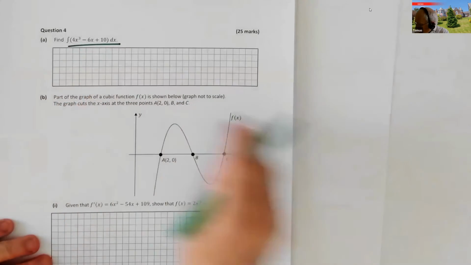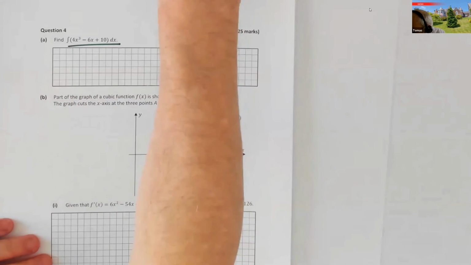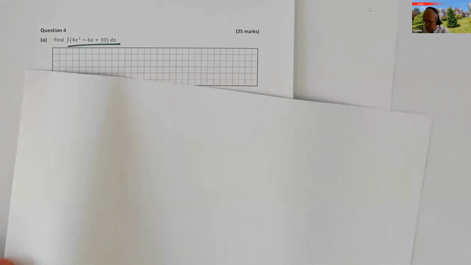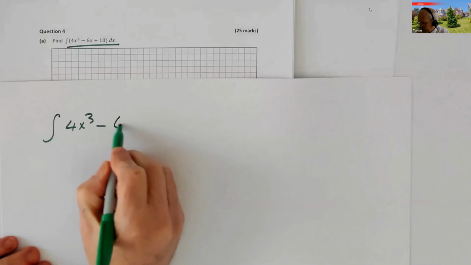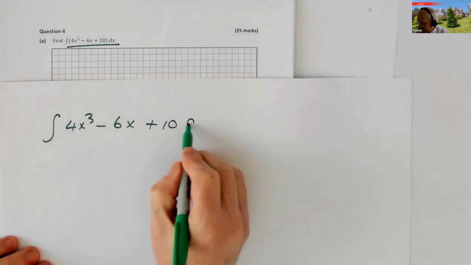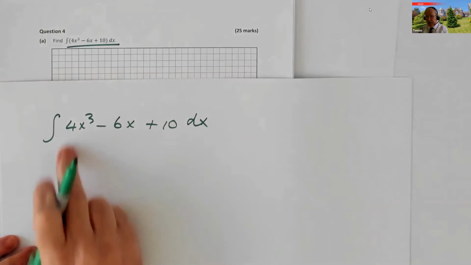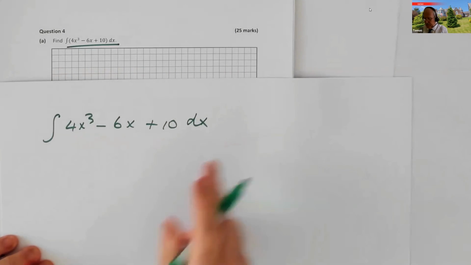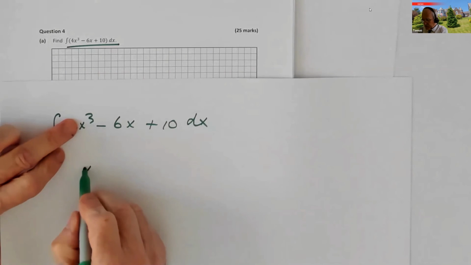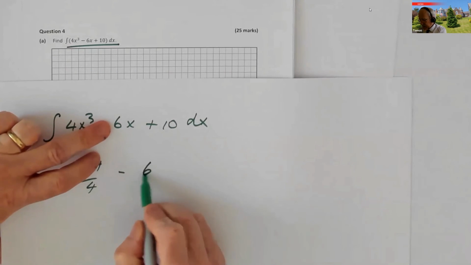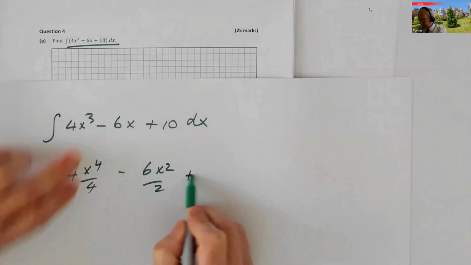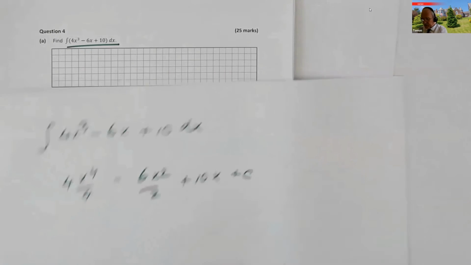So we start with find the integral of 4x cubed minus 6x plus 10 dx. There's no limits, so you're going to have a plus c and you just plug them in. X cubed is x to the 4 over 4 times 4. 6x is 6x squared over 2 plus 10x plus c. And there's nice marks for that.